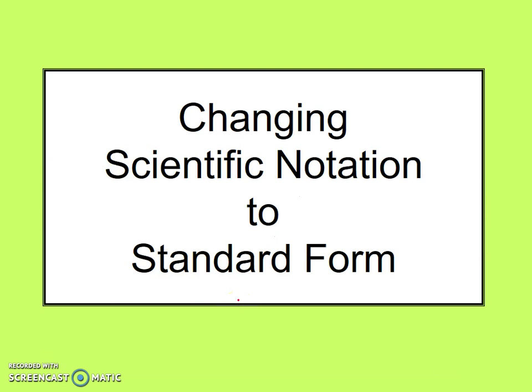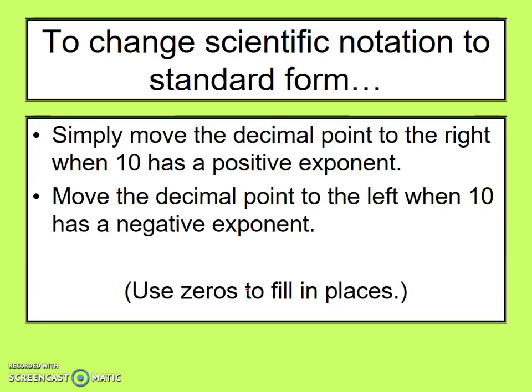All right, so now let's look at how we can change from scientific notation back into standard form, so back to how we normally would write a number. You simply move the decimal point to the right when the 10 has a positive exponent, and you move the decimal point to the left when your power of 10 has a negative exponent. So the exponent will tell you how many times to move it and which direction. So if it's positive, we want a really big number. If it's a negative exponent, we want a really tiny number. And anytime you're moving the decimal and there are no values in that place value, we use zeros to fill in.